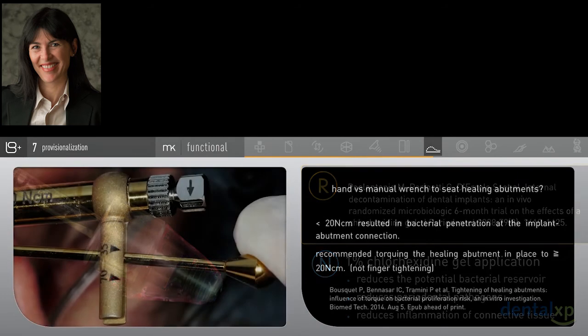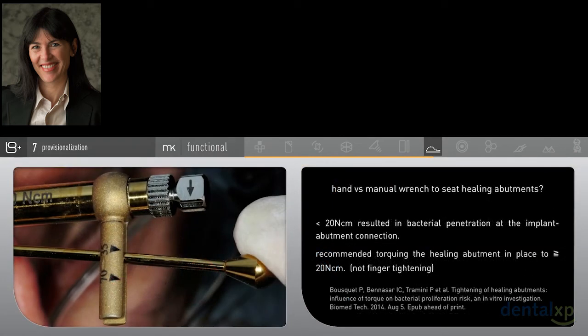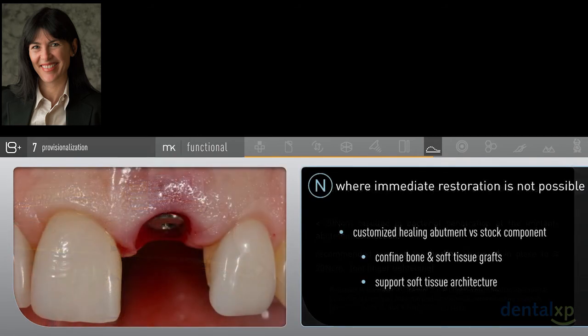If I'm placing a healing abutment, I want to think about how I am placing it. Today, absolutely, I'm going to torque those in place. I'm not going to finger tighten them because that's going to be a dirty area. And in fact, some of our supporting literature suggests that you have to have at least a 20 Newton centimeter insertion torque for your healing abutments to reduce bacterial penetration in those areas.